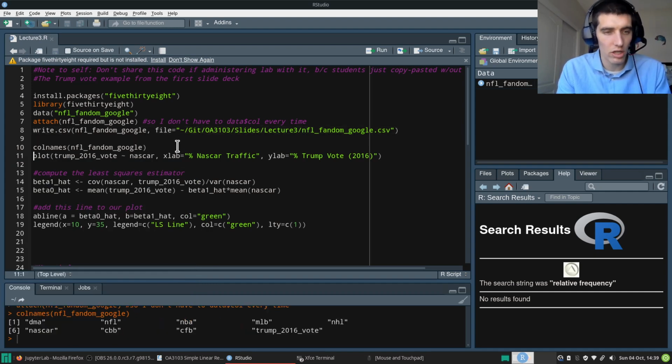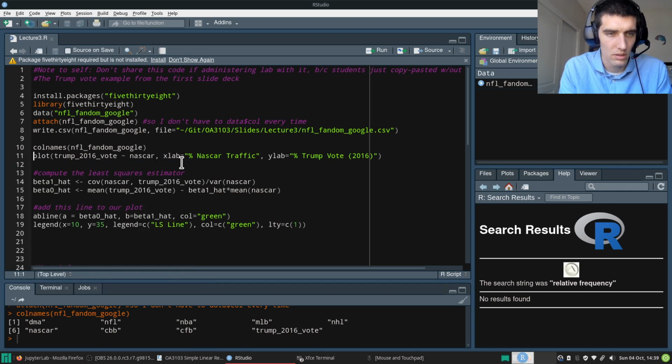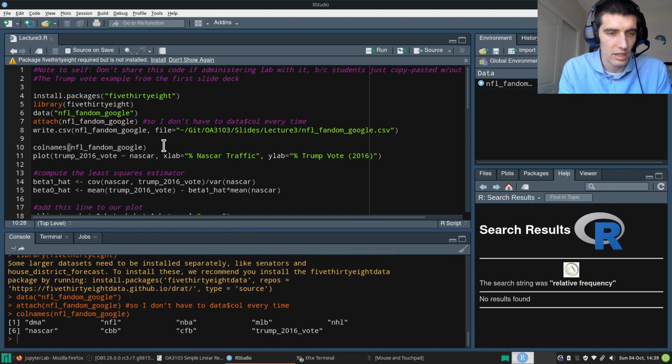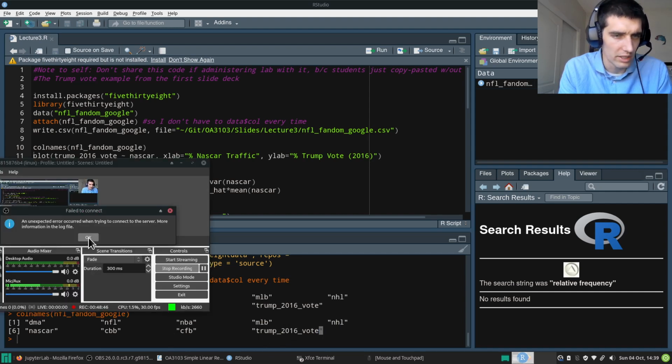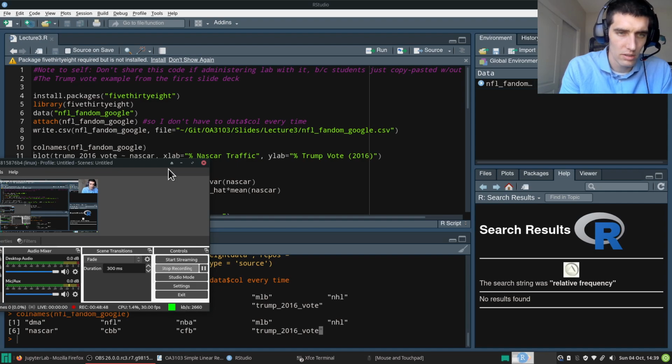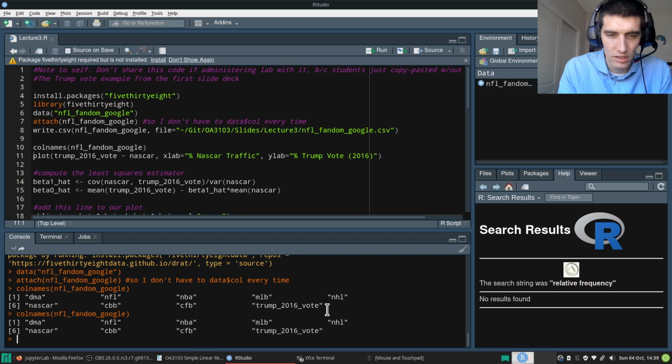All right, so what are the column names of this data set? I just ran call names, and I see the following. So I have Trump 2016 vote as one of my columns. I have college football, college basketball, NASCAR, NHL, Major League Baseball, and so on and so forth. So we have a bunch of different sports.